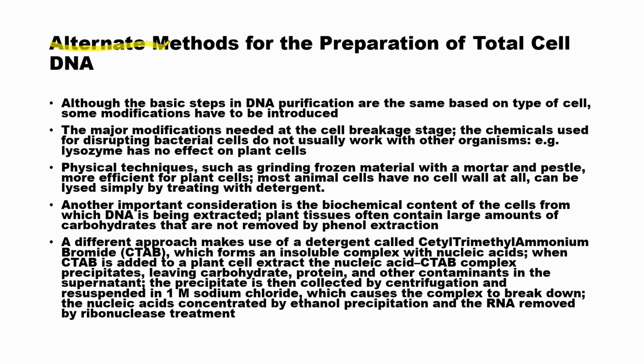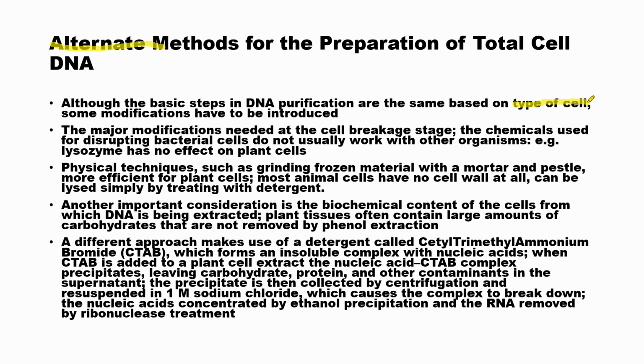Then deproteinization using a protease enzyme, cleavage of RNA using ribonuclease enzyme, then extraction of DNA either by chloroform-phenol mixture or by ion exchange column chromatography, concentration by ethanol precipitation, and finally checking the purity or the amount of DNA per ml by means of spectrophotometry. Clear? So although the basic steps are the same, the type of the cell plays an important role.